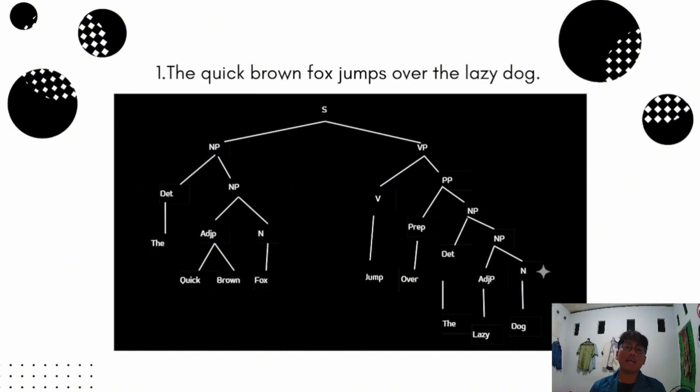The VP, which is verb phrase, has two lines, verb and prepositional phrase. In the verb, we have jumps. In the prepositional phrase, we have two more lines, preposition and noun phrase. In the preposition, there is over, and in the noun phrase, there are more lines: the determiner "the", and the NP has adjective phrase and noun, lazy and dog.